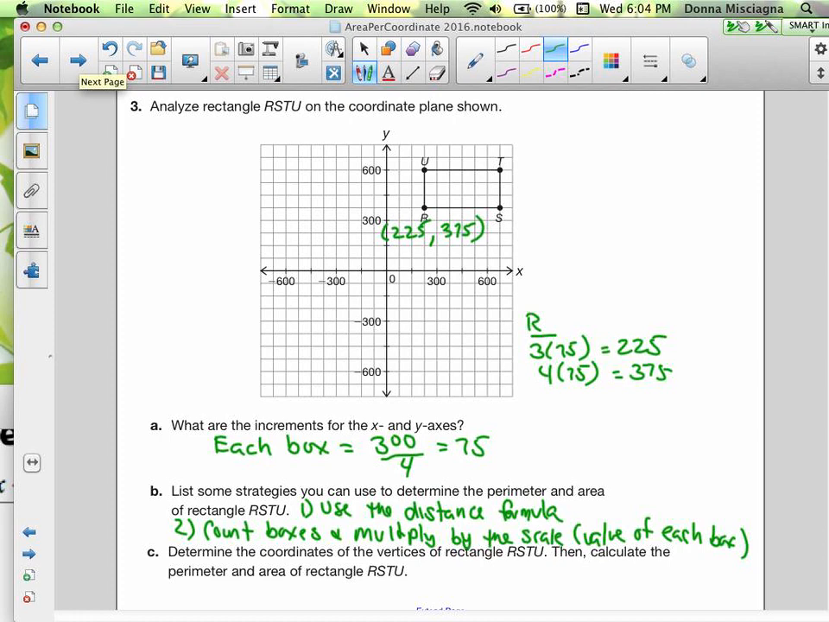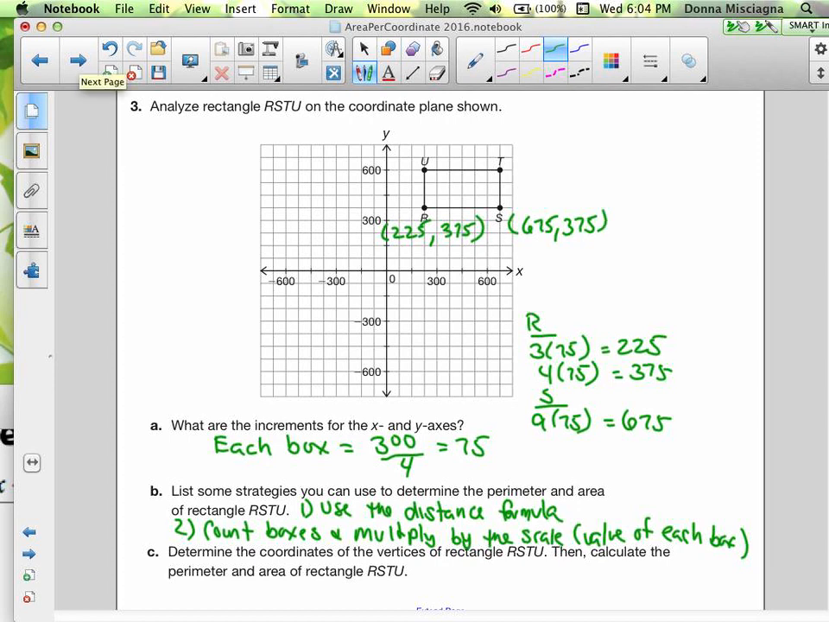S here is on the same y value but different x value. I'm one more box than 600. Right, so I can either say I'm 1, 2, 3, 4, 5, 6, 7, 8, 9 times 75, or I can say I'm 75 plus 600. Either way, it's going to be 675 for the x. Still 375 for the y.